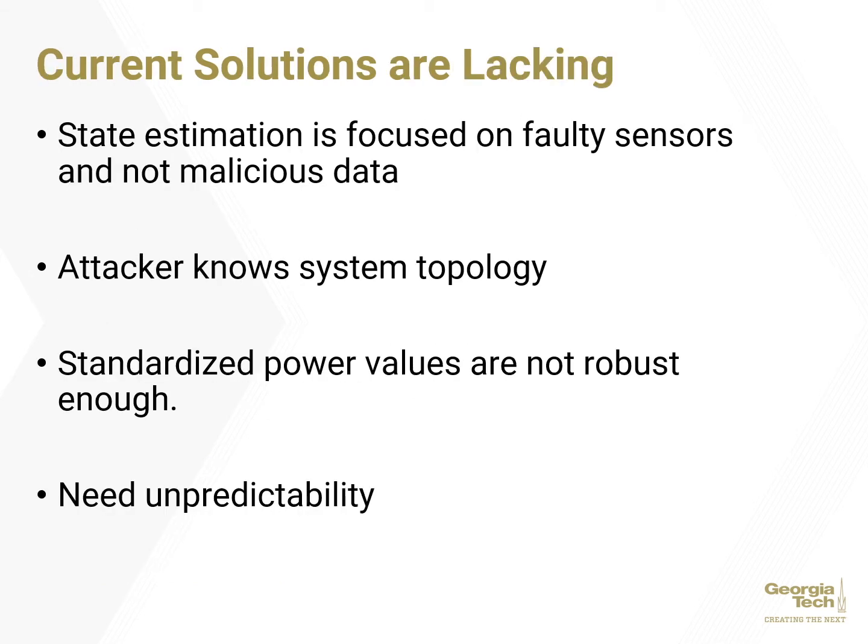Unfortunately, solutions developed today are not robust enough to prevent malicious data injection attacks. For example, state estimation in power grids is focused on faulty sensors and not malicious data. An attacker with knowledge of the power system topology can inject false data into the state estimators that use linearized power flow models. And because the attacker knows the topology, he or she can initiate this attack without being detected. Furthermore, standardized values are predictable and again are easily exploited by an attacker with knowledge of the power system.